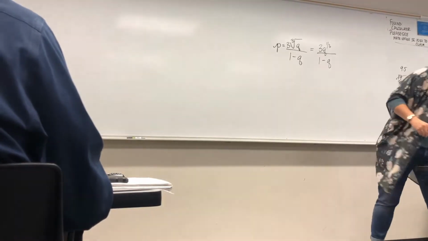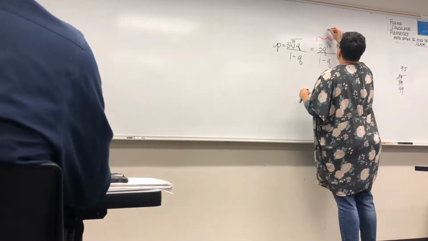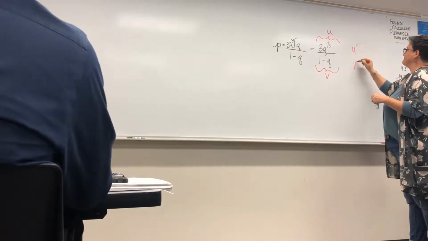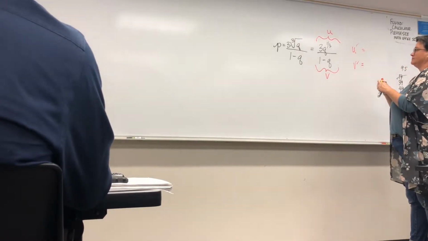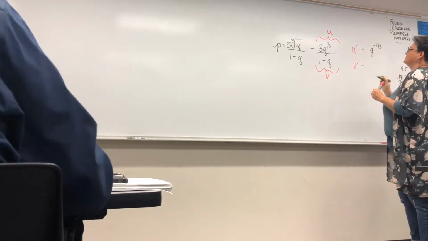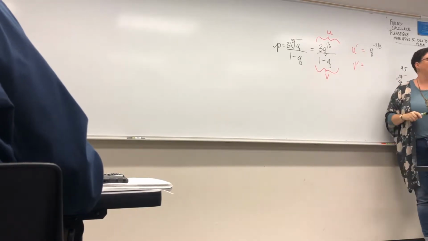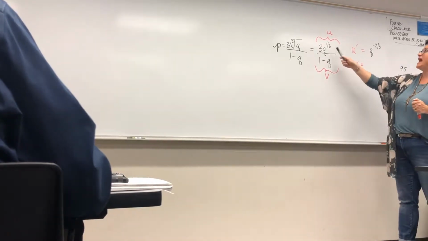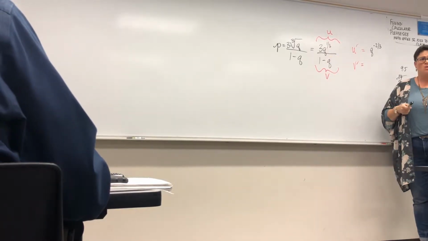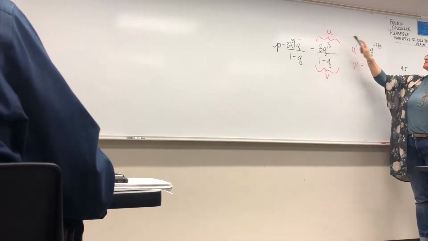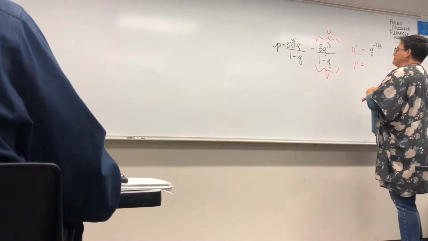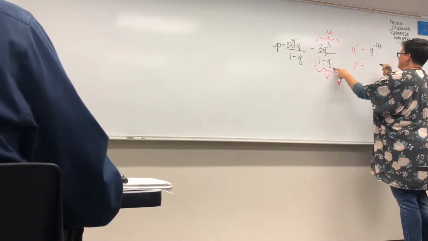So what's my u? U is 3 q to the 1/3, and v is my denominator. So what's u prime? It's q to the negative 2/3. How did I get that? I took the 1/3 and multiplied it by 3. What's 3 times 1 over 3? 1. And then 1 minus 3 is my negative 2, so that's my new exponent. And what's my v prime? Just negative 1.